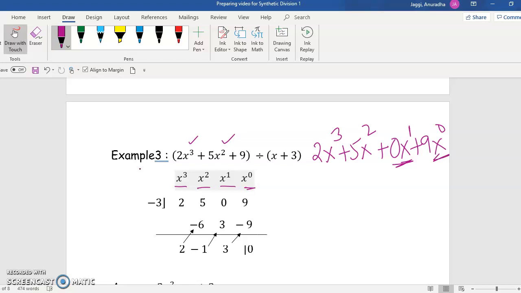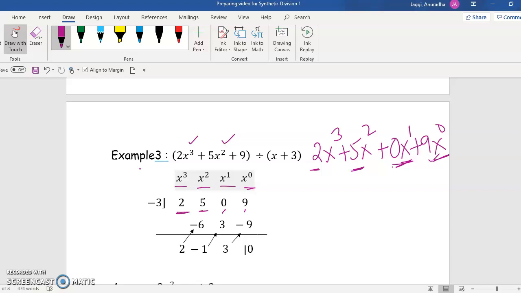And what are the coefficients? 2. So we copy down the coefficient here, which is 2. Then the next one is 5, we copy down here. Then the next one is 0, we copy down here. And then the next one is 9, we copy down here.